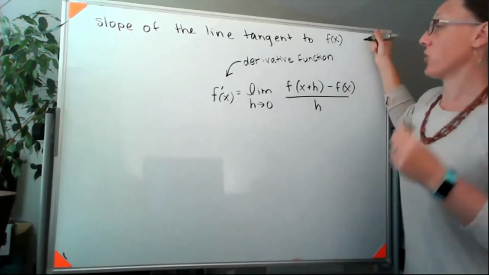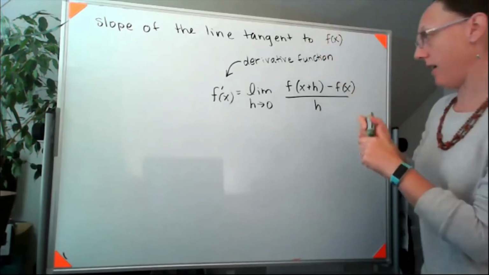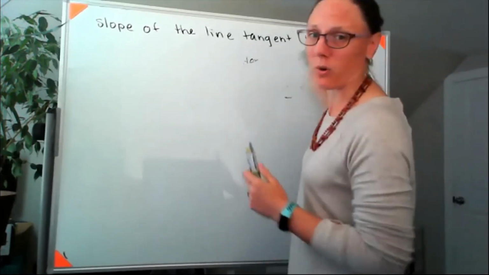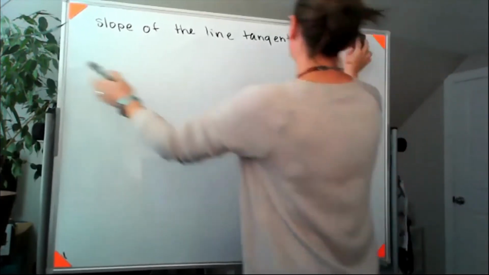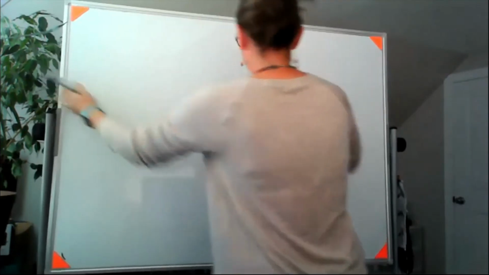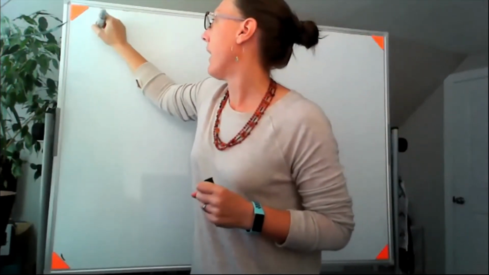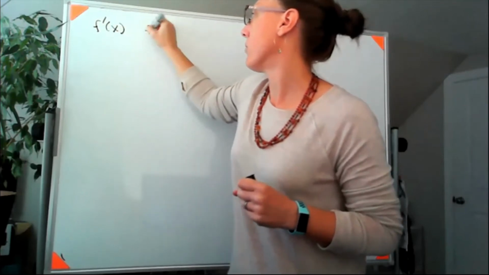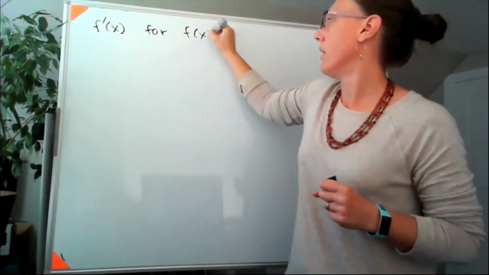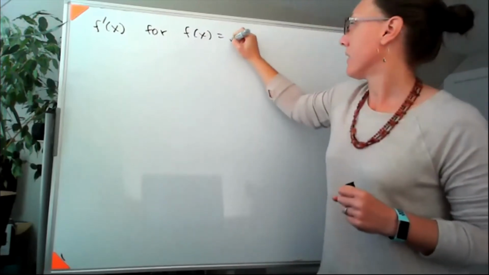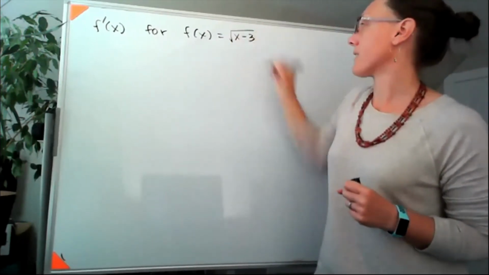So let's pick a function. I'm going to erase this because I might need all the space in the world. Let's find f prime of x for f of x equal to the square root of x minus 3.